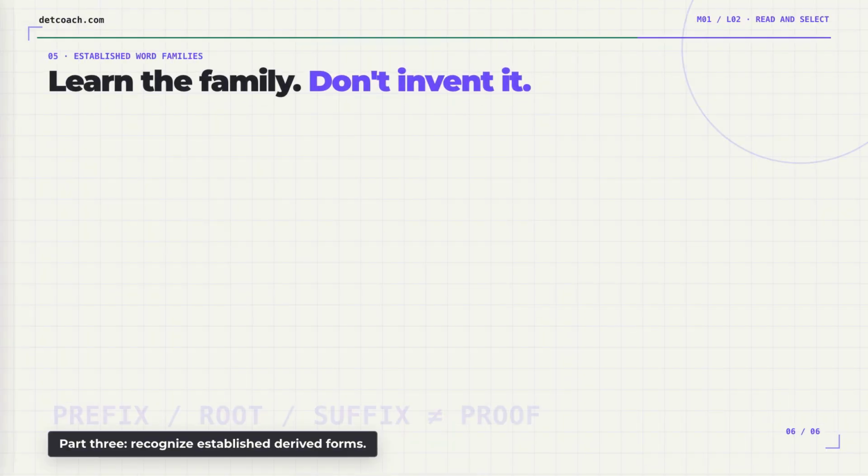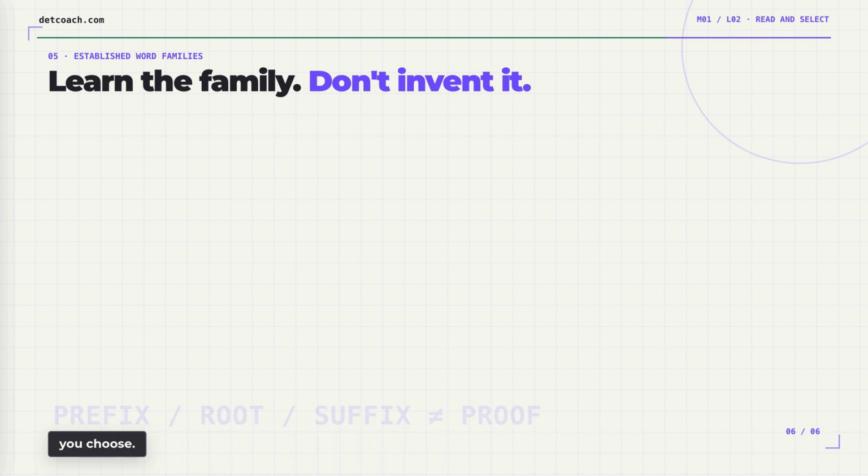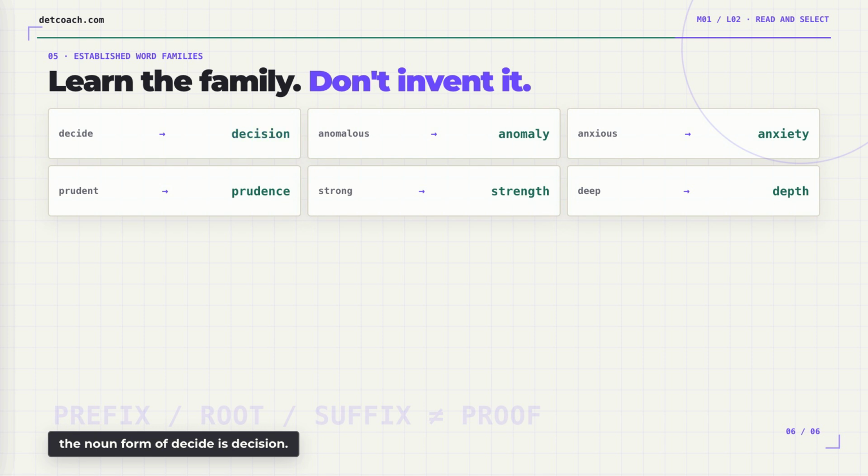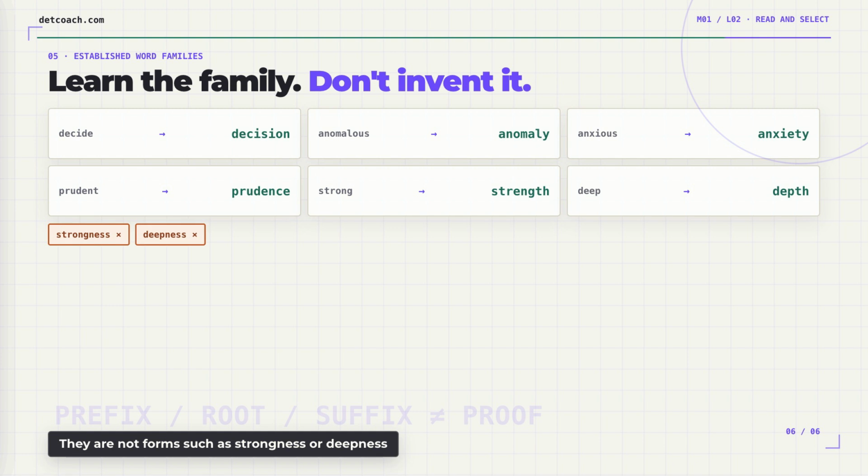Part 3. Recognize established derived forms. Real derived words often follow fixed patterns of change. They are not created by simply attaching any suffix you choose. For example, the noun form of decide is decision. The noun form of anomalous is anomaly. The noun form of anxious is anxiety. The noun form of prudent is prudence. The noun form of strong is strength. And the noun form of deep is depth. They are not forms such as strongness or deepness created by guesswork.